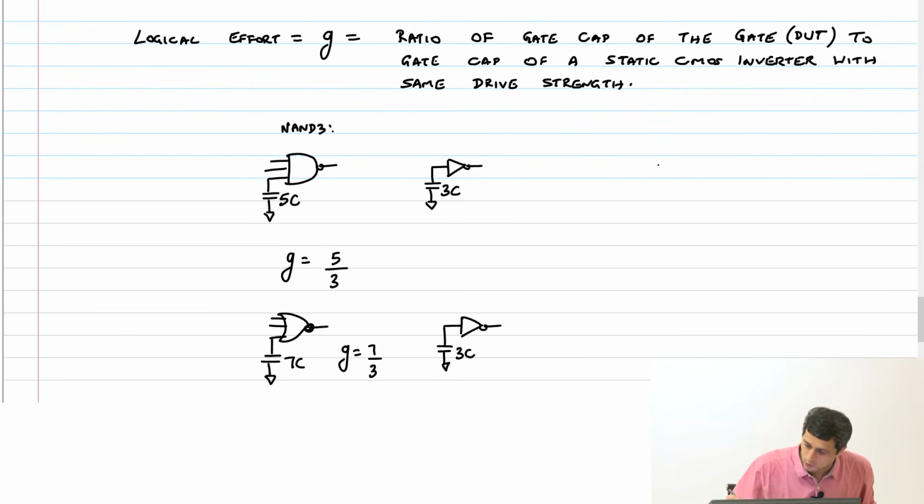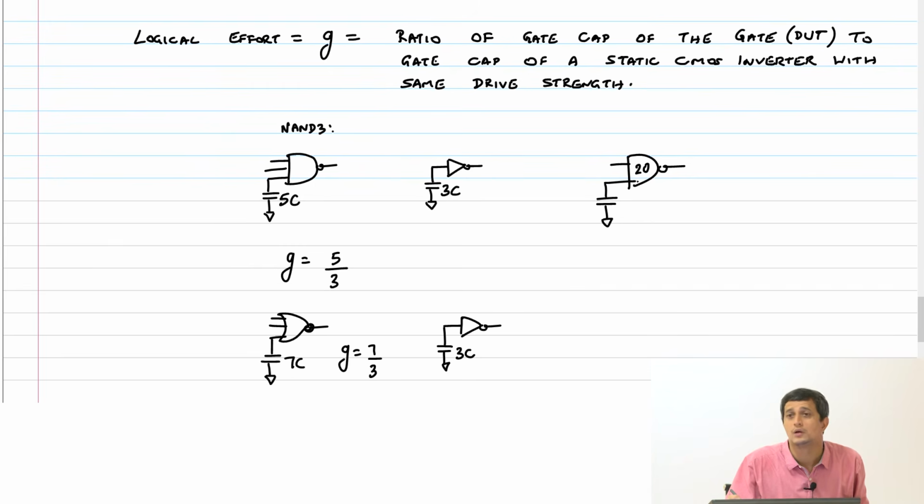So now let me ask you this question. Suppose I have a NAND 2 which has a drive strength of 20. That means what's the input gate capacitance? 20 into 4C, 80C, right? What's the logical effort of this NAND gate?